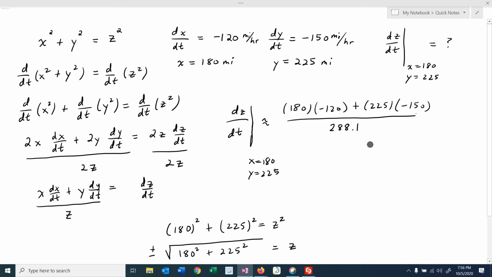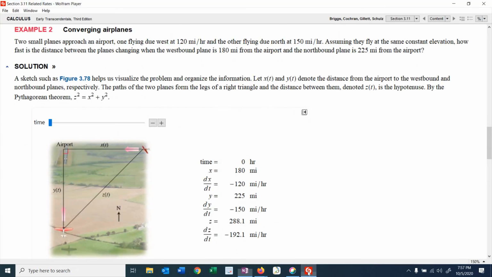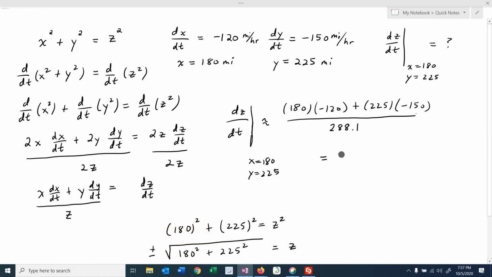Okay, and then if you just plug this into your calculator, you'll find that dz/dt is negative 192.1. And that's going to be in miles per hour, which matches the derivative. z is measured in miles because it's a distance, and t is measured in hours because it's a time.